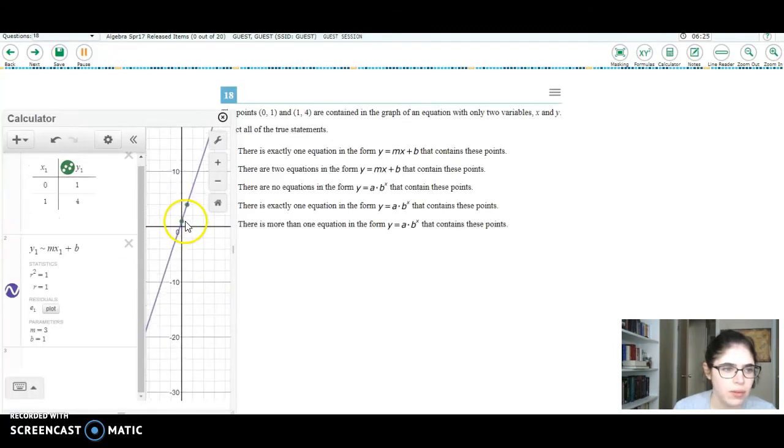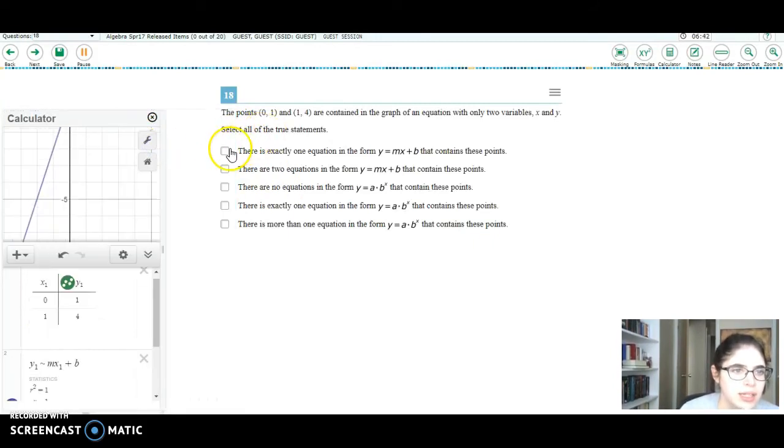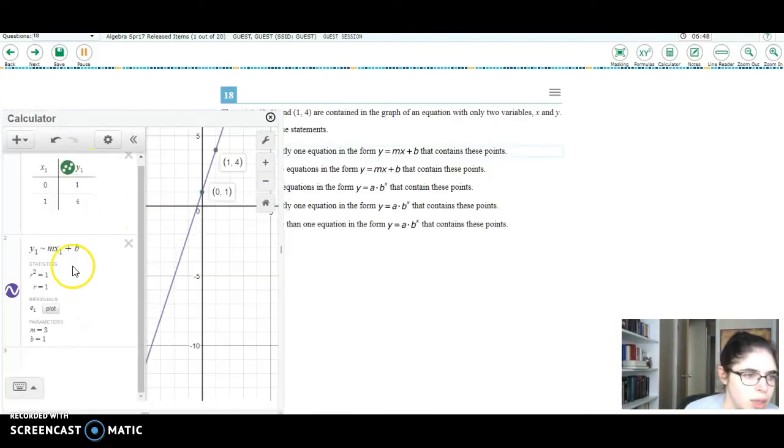If you look at your graph over here, you can see that the equation does go through those 2 points. You could write that equation as y = 3x + 1 because we're given the m and the b. So we know that as far as linear equations are concerned, there is exactly one equation of that form that contains the points, because we found out what that equation is.